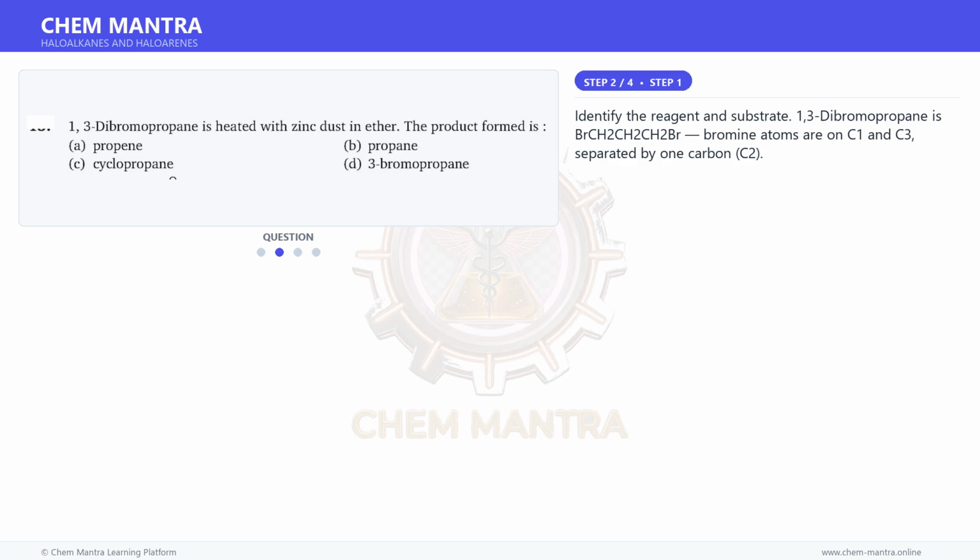Moving on to the next step. Identify the reagent and substrate. 1,3-dibromopropane is BrCH2CH2CH2Br. Bromine atoms are on C1 and C3, separated by one carbon, C2.